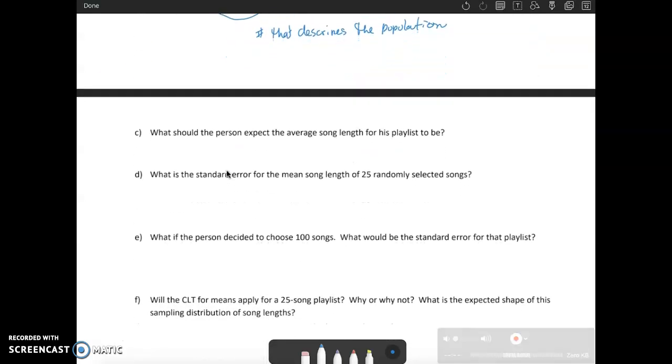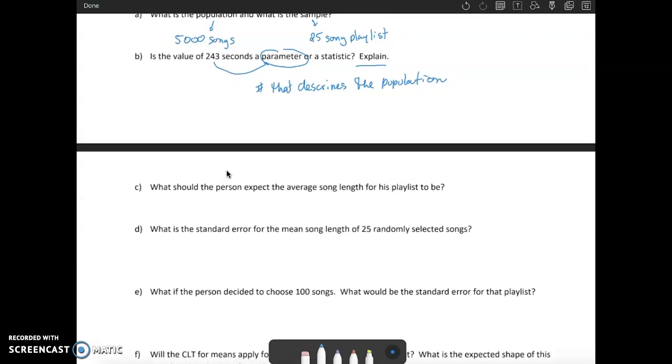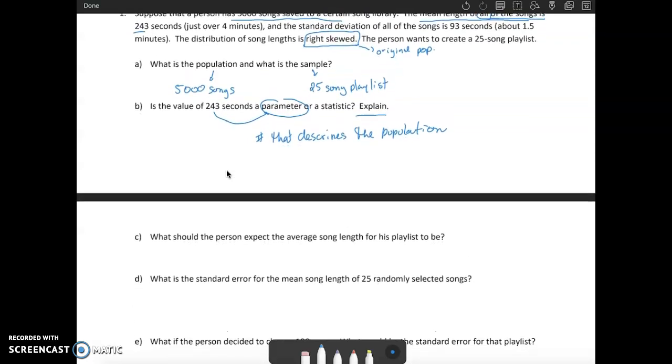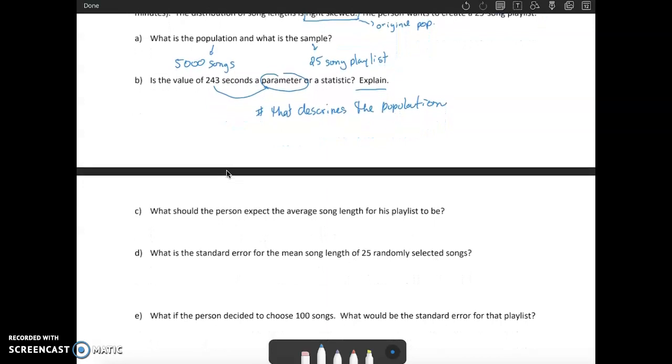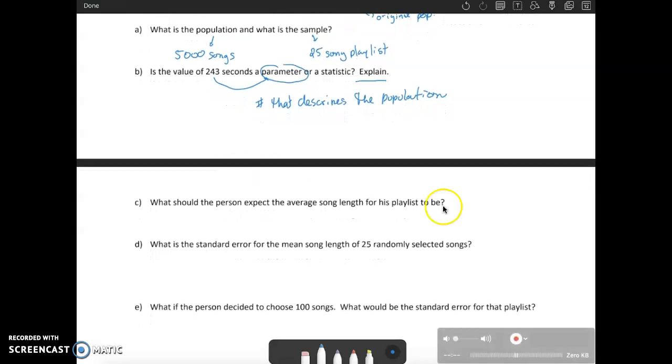What should the person expect the average song length for his playlist to be? Whenever you're taking samples, you expect the mean or average to be the same as the population. So we can expect the mean length of the songs on his playlist to also be 243. Not minutes, seconds. That's way too long.